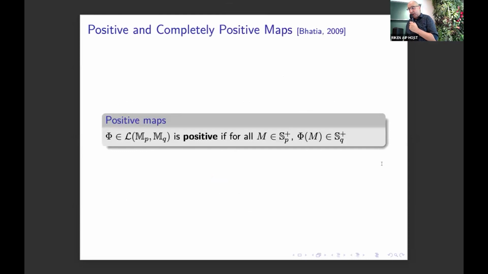To present our methods, we need to introduce some concepts like the concept of positivity of linear maps. So, a linear map between matrices is a mapping that transforms a matrix of size p by p to a matrix of size q by q. It is positive if it transforms a PSD matrix to another PSD matrix.